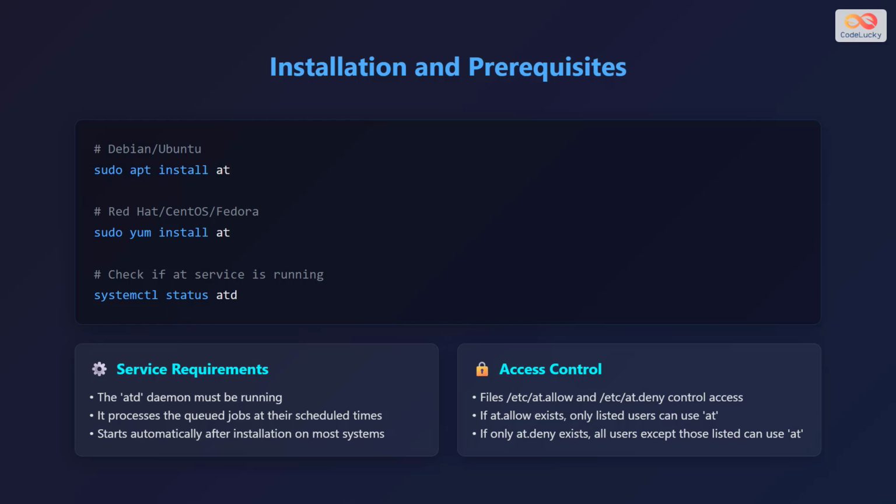Access control is managed through the files /etc/at.allow and /etc/at.deny. If at.allow exists, only users listed in this file can use the at command. If only at.deny exists, all users except those listed can use the at command.